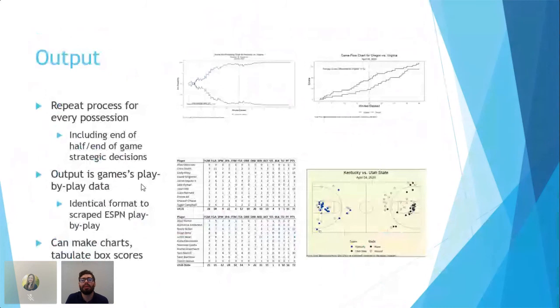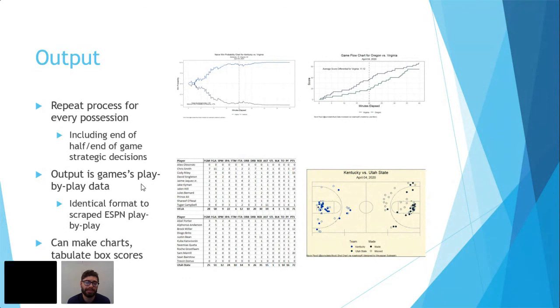The output from that model would simulate a single possession. Then I just ran that over and over again for a whole 40-minute basketball game, also including some strategic decisions, like if a team's losing, hurrying up their offense, taking more three-pointers, fouling to stop the clock, things like that. And the output ends up being a play-by-play data set, very similar to what is scraped from ESPN.com by this package.